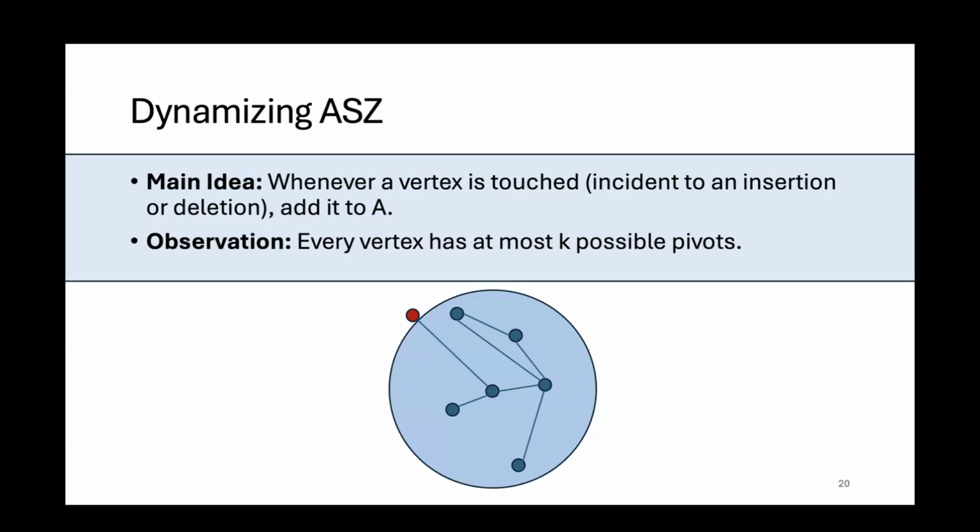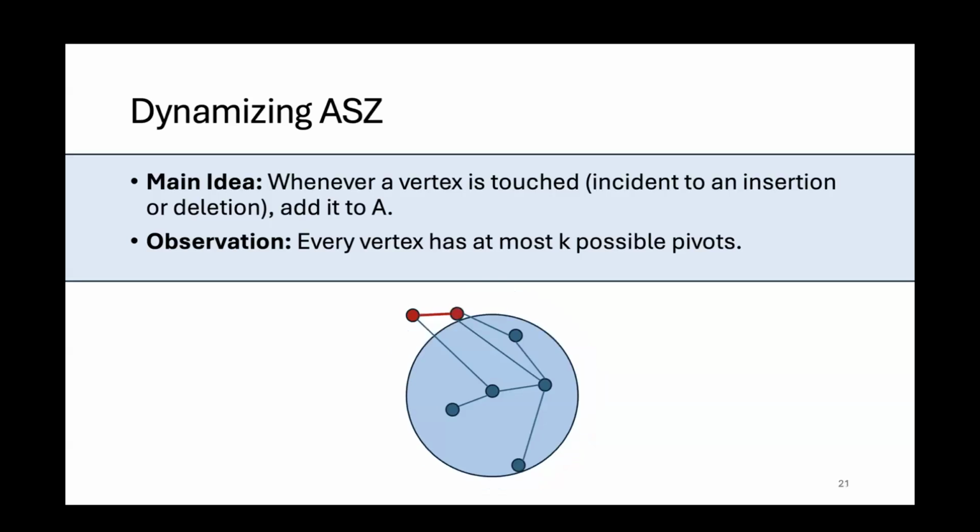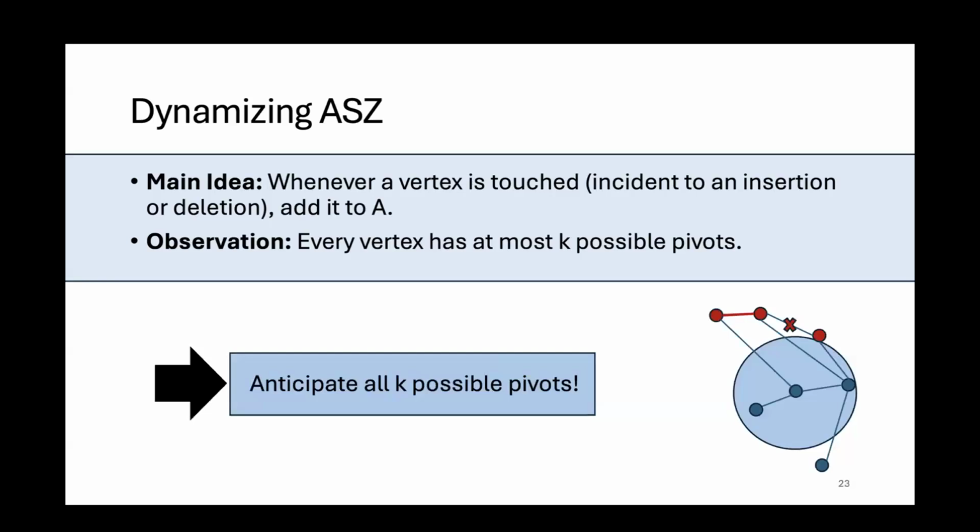Then it's quite easy to observe that every vertex has at most k possible pivots. And these are the vertices that are in this ball from the start. Why is that? Well, whenever you try to mess with the distance structure inside this ball in any way, you add the closest vertex as a pivot anyway, so the ball just shrinks. But this means that even the shortest paths to the pivots are preserved.